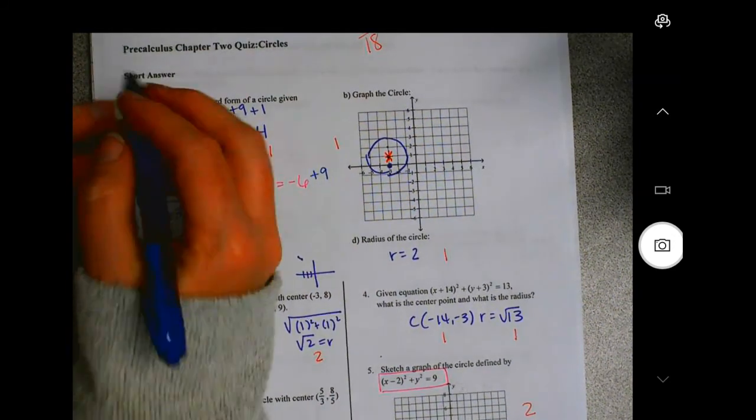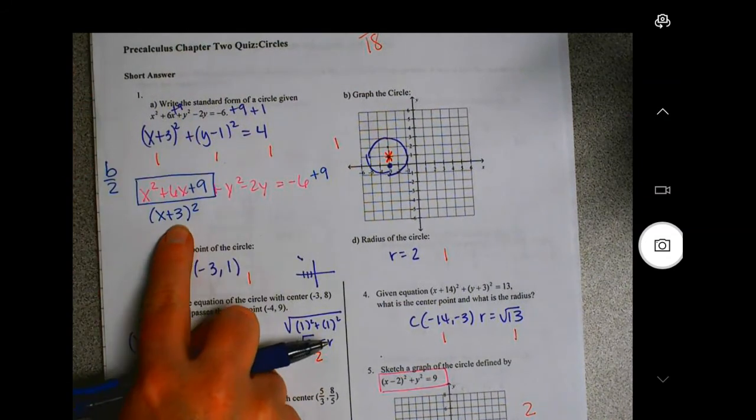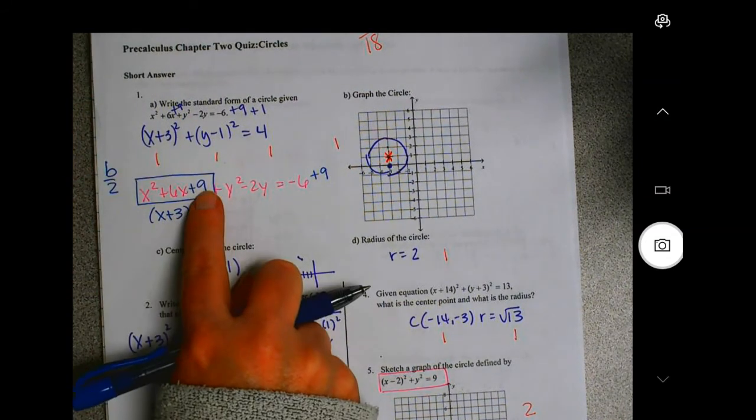Some of you forgot that you have to do b divided by 2 to get this number. And then you square it to put it back.